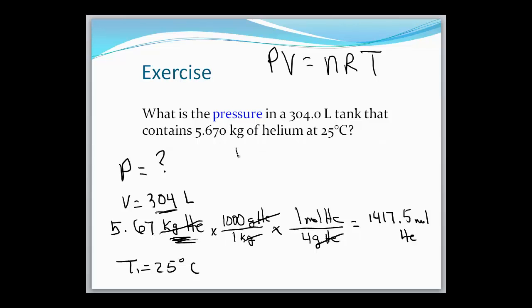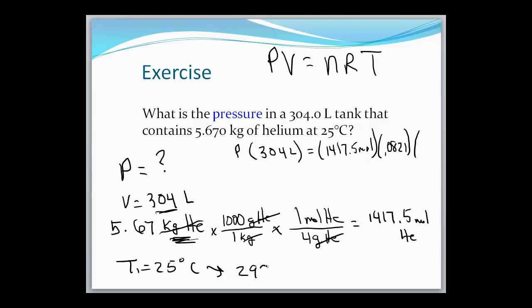So when we plug our values in, pressure, 304 liters, 1,417.5 moles. 0.0821 is our gas constant. At a temperature, now we need to convert that. That'll convert to 298 K. So we can put that in. And then we can solve for our pressure. And we get 114 atmospheres. Now that's a pretty high pressure, but again, we have some pretty extreme conditions here, so that should make sense. And you might want to go through and double check the math, but that should be fine.